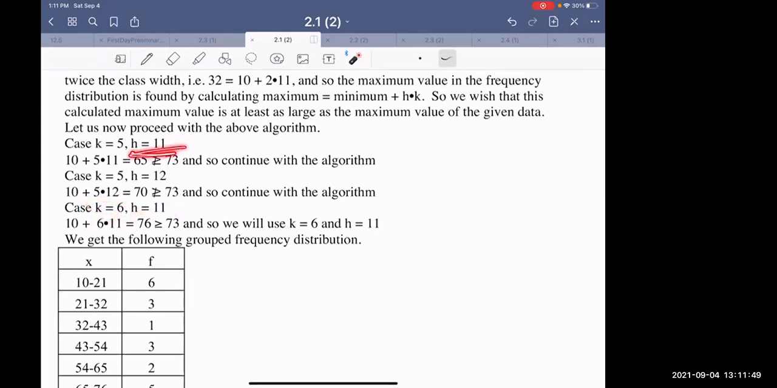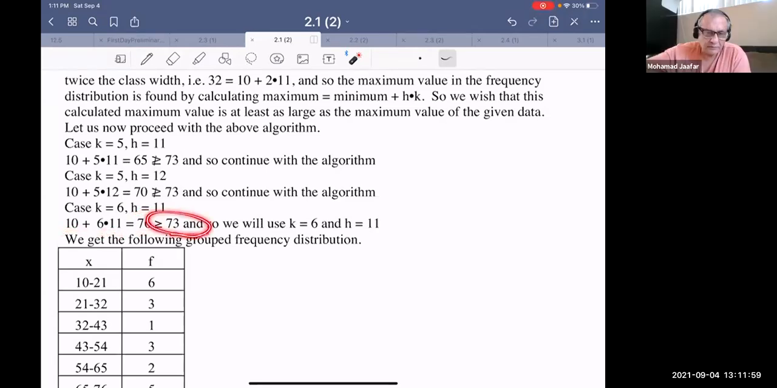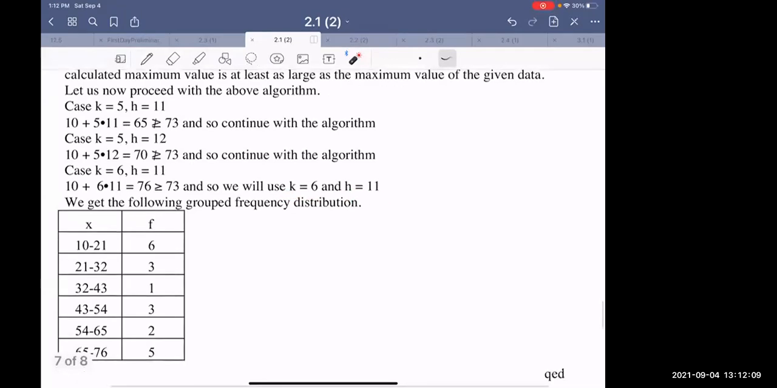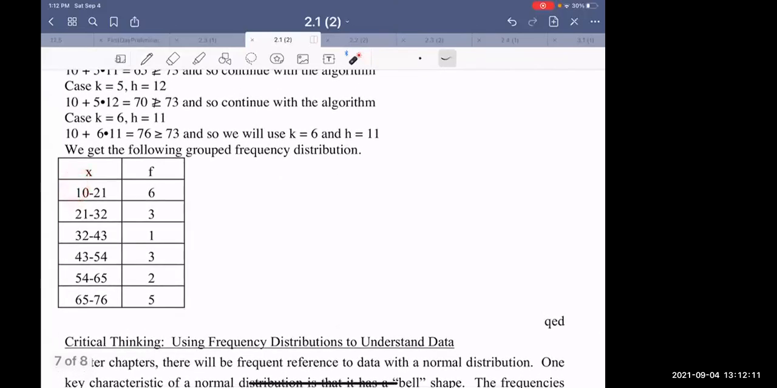I start at the smallest value for h. So h in this case is 11. And so 10 plus 6 times 11, 76. Good. That's greater than or equal to 73. And so we should have 6 classes of class width 11. So we start with 10 plus 11 is 21, plus 11, 32, plus 11, 43, plus 11, 54, plus 11, 65, plus 11, 76.